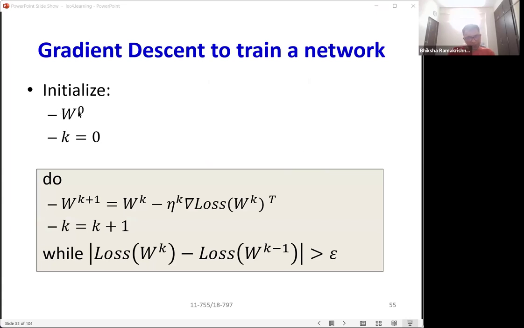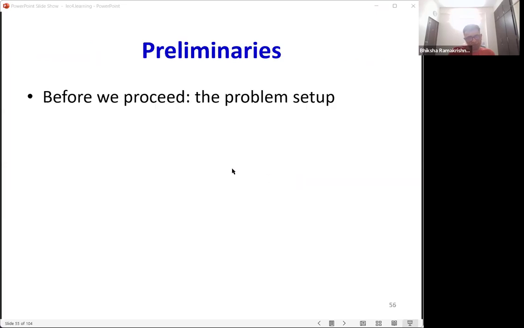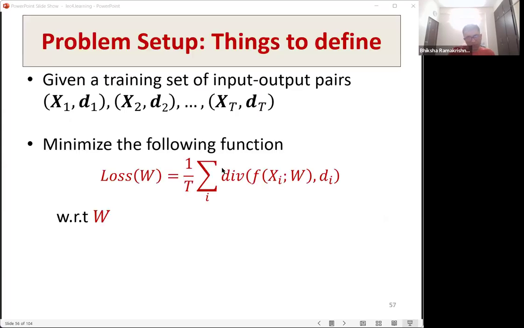You'd initialize your network parameters. And then at each point, you modify the current estimate by taking a step against the gradient of the loss with respect to the network parameters. And you'd keep doing this until the loss no longer decreases. Easy enough, right? So we've sort of set up the problem. Let's define all the terms.